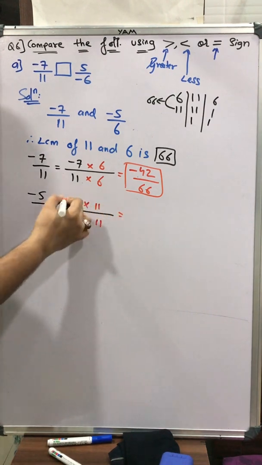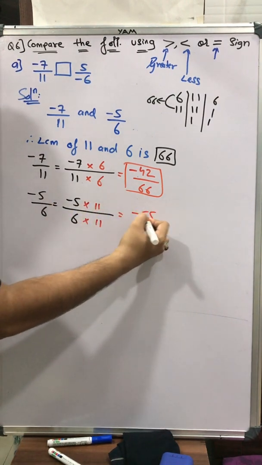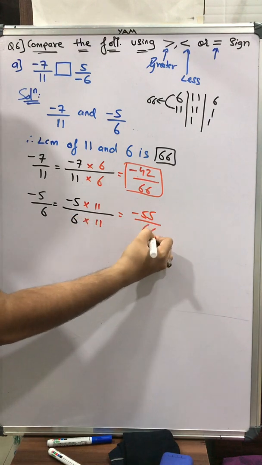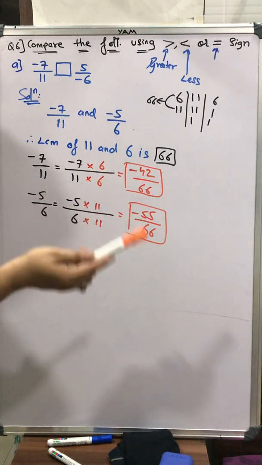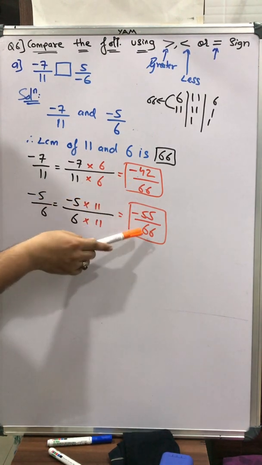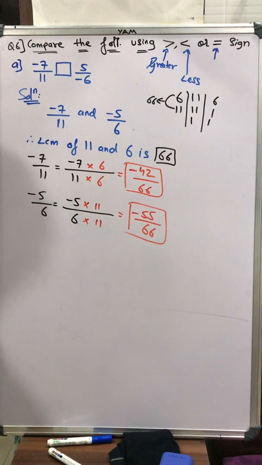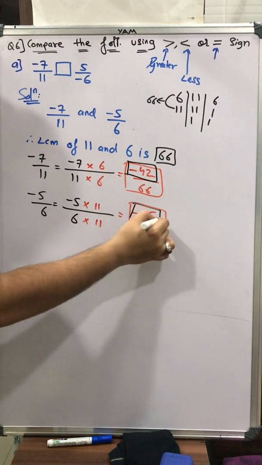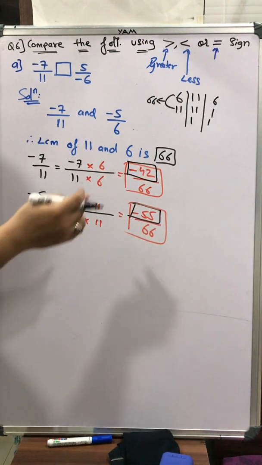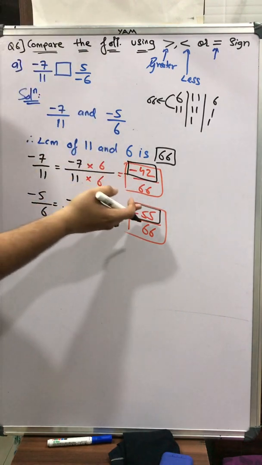5 11s are 55, but minus, so minus 55 upon 11 6 are 66. Okay students, so I achieved my goal, that 66, the denominators became equal. Now students, can we easily decide looking at the numerators? Tell me students, please tell me, minus 42 is big or 55 is big?